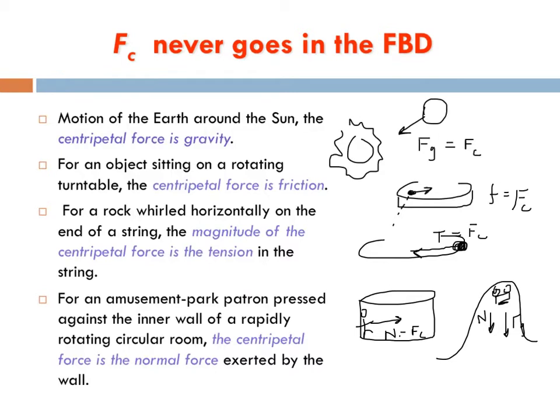Now the situation would be flipped if I am on the outside of the loop, then gravity would be my only centripetal force, and normal would not be. But you would still write the sum of the forces as Fg, positive because it's going towards my circle, minus normal force would be equal to mass times centripetal acceleration. We'll do examples like this.